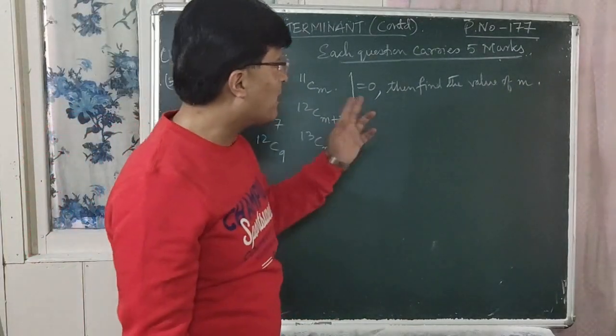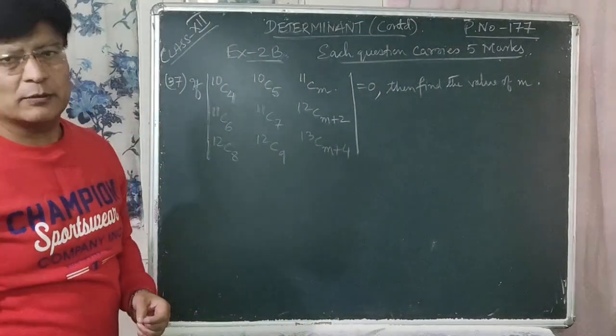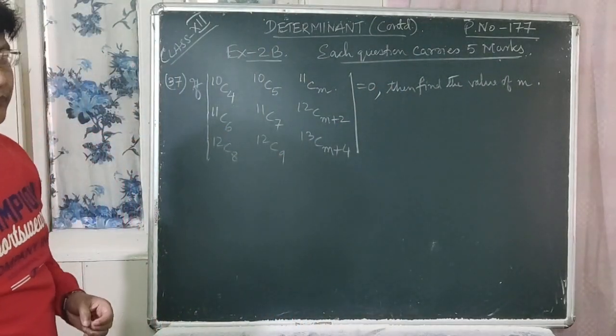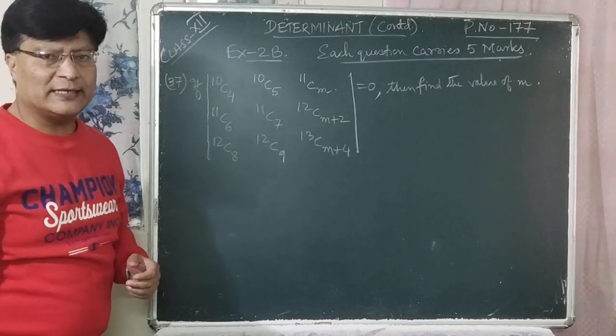Each question carries 5 marks. This is page number 177. So let's do question number 37.